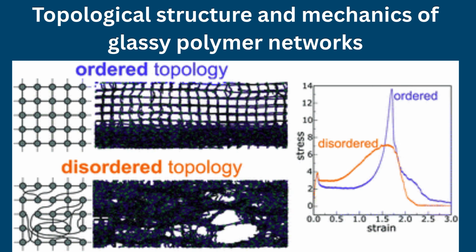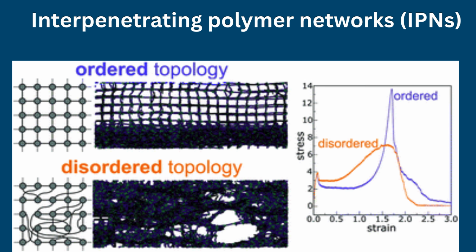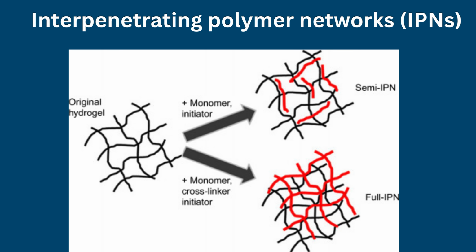Traditional methods for probing network topology rely on indirect approaches, such as fitting theoretical models to swelling or mechanical data. However, recent advances in solid-state NMR and network disassembly spectrometry have enabled more direct and quantitative analysis of network structure. These techniques provide new insights into the distribution of defects and their impact on material performance.